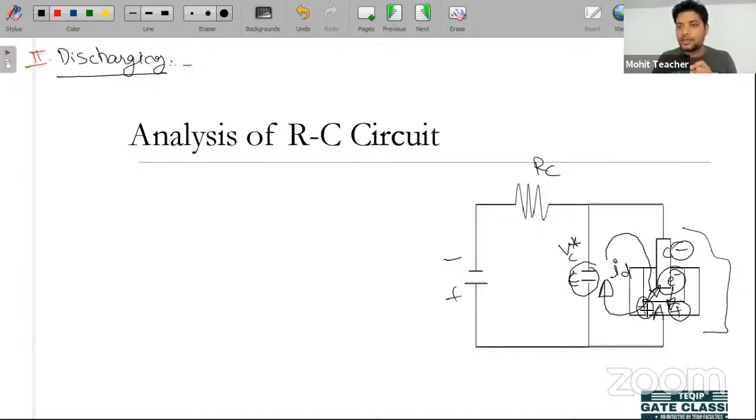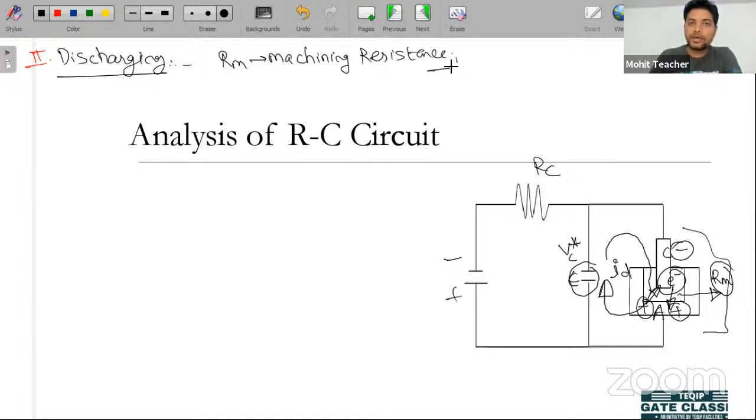Now the resistance is there. By the way, if you see, there is no element here, meaning you have not set up a resistance element. No, this resistance is set up automatically due to the movement of these ions. So here we are considering that there is a machining resistance, and we consider it as RM. This RM is nothing but the machining resistance. Now this RM is there and the capacitor is there.